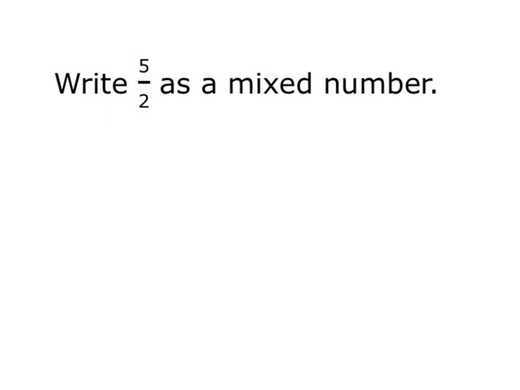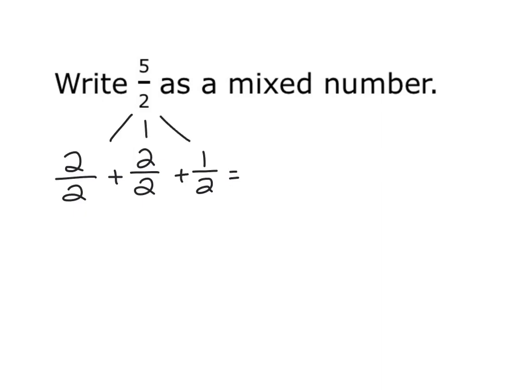Let's look at a simpler one. Let's write 5/2 as a mixed number. So I'm going to decompose 5/2. So 2/2 makes one whole. Another 2/2 makes another whole. So far I'm up to 4/2. So I would need another 1/2. All decomposing this 5/2 would then add back up to 5/2. So breaking it down, 2/2 plus 2/2 plus 1/2 equals 5/2.